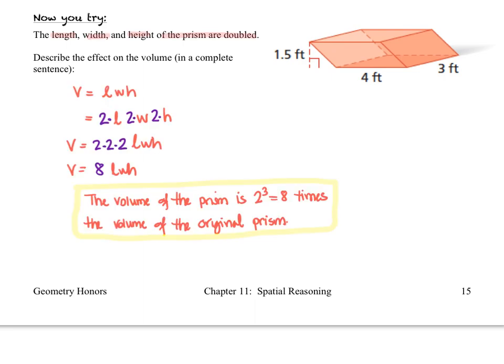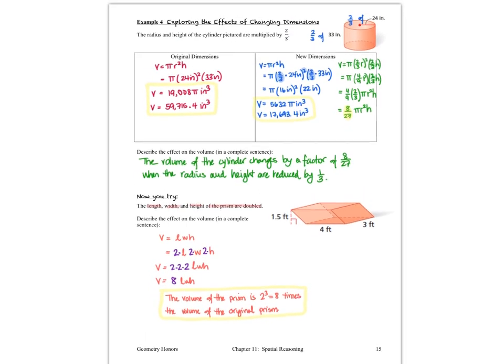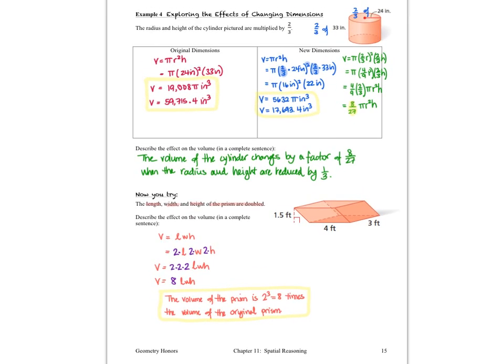We didn't actually even have to find the volume of the original to answer the question, which was describe the effect on the volume in a complete sentence. So we did have to see what would happen if we doubled the length, width, and height, but we did not actually have to calculate either one of the volumes.